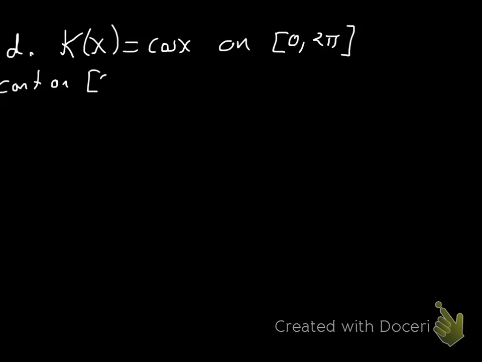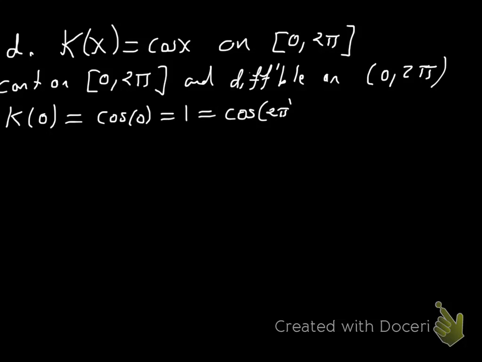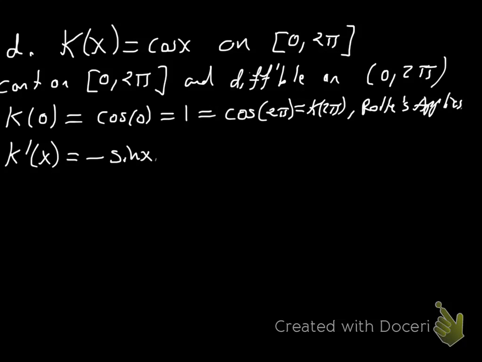Cosine is certainly continuous on 0 to 2 pi, and it is also differentiable on the open interval 0 to 2 pi. And we know what its derivative is. It's negative sine. We need to check the endpoints to make sure the endpoints' outputs are equal, and they're both equal to 1, so that's good. So we have the three conditions, so Rolle's theorem applies, and we'll take the derivative and we get negative sine x.